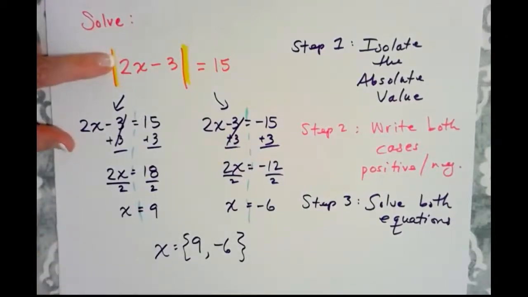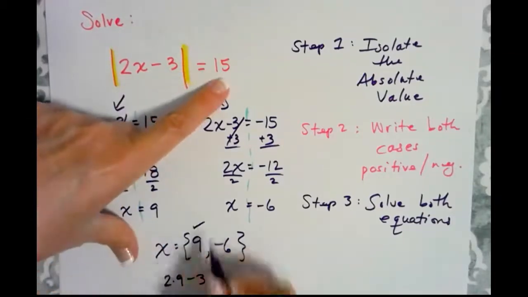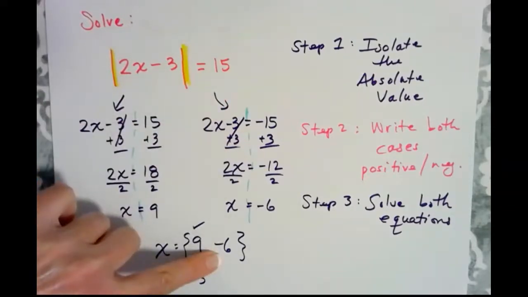Let's give them a quick check. 2 times 9 minus 3. That is 18 minus 3, and that is 15, and the absolute value of 15 is 15, so the 9 checks. Let's plug in the negative 6.